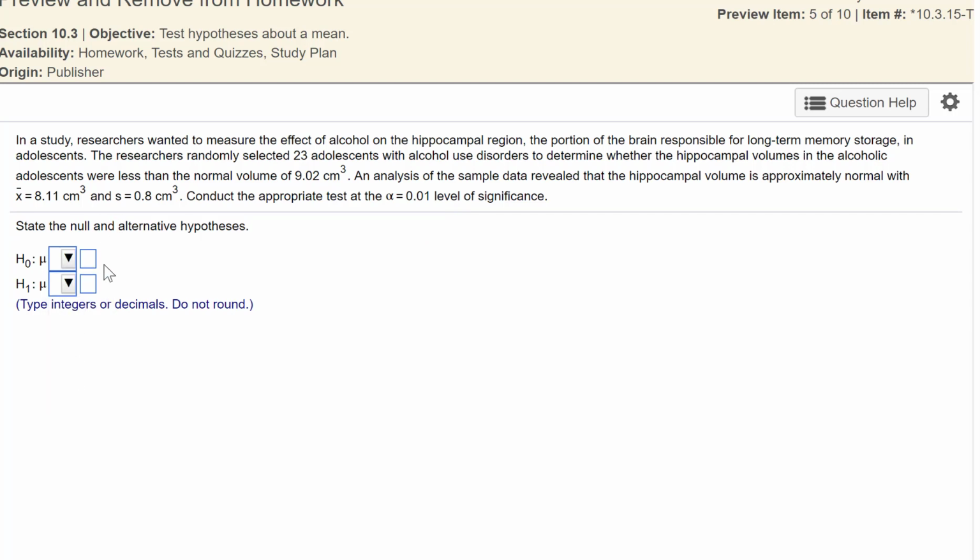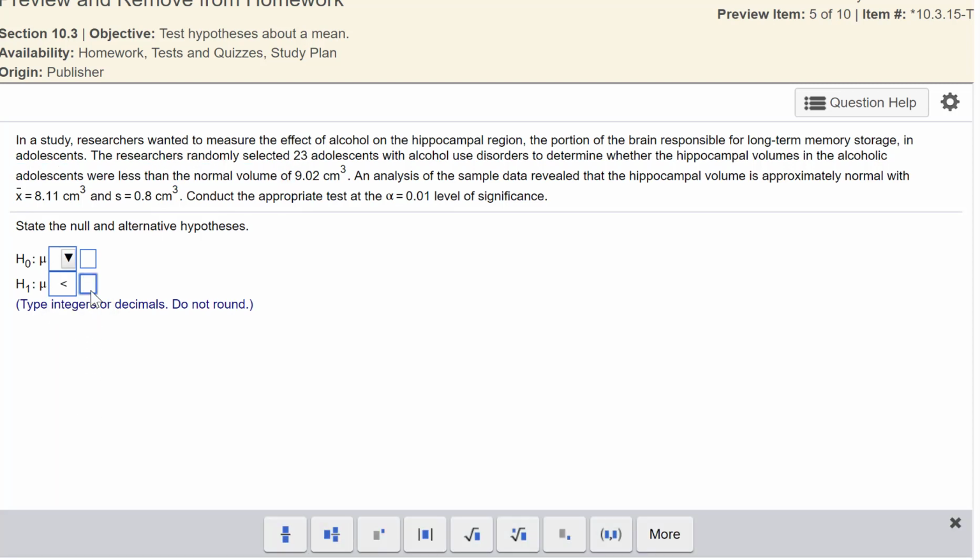Okay, so often I'll go with H1 first. Some keywords here: we're trying to see whether this sample is less than the volume of 9.02. So I'm going to go ahead and put less than 9.02. And the null, when I'm working with symbols here, is always going to be equal.